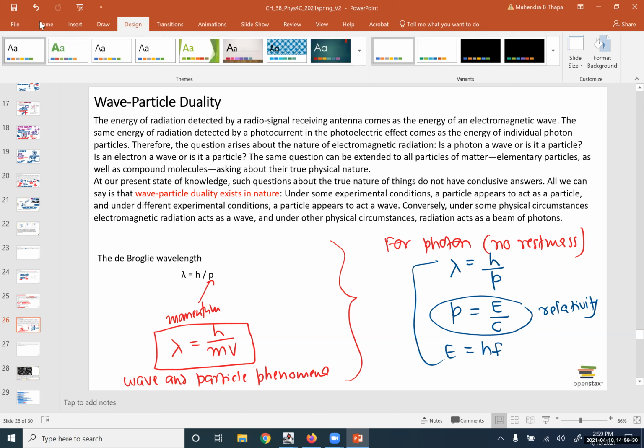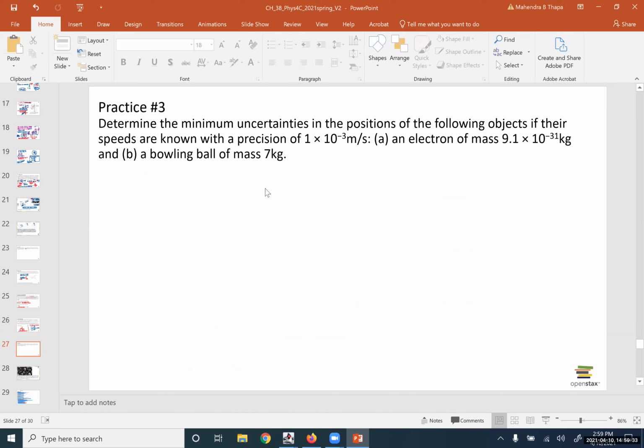Let's move further and see what is left. If you understand up to this point, you can solve this problem. It has two parts, one for the electron and the other for a bowling ball. You can determine the minimum uncertainty in position. We want to find the uncertainty in position for both cases, but they give you the uncertainty in velocity, the uncertainty in v. This is given. You can use the equations given before.